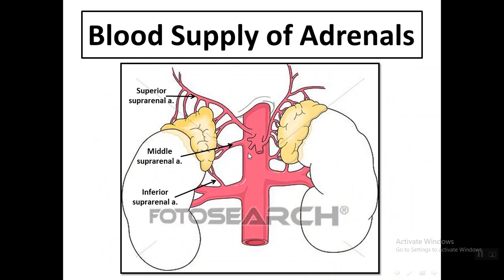The adrenal gland has a rich blood supply. It has three arteries from three sources of blood. We have the superior suprarenal artery, the middle suprarenal artery, and the inferior suprarenal artery. The superior suprarenal artery is from the inferior phrenic artery. The middle suprarenal is a direct branch from the aorta, and the inferior suprarenal is a branch from the renal artery.